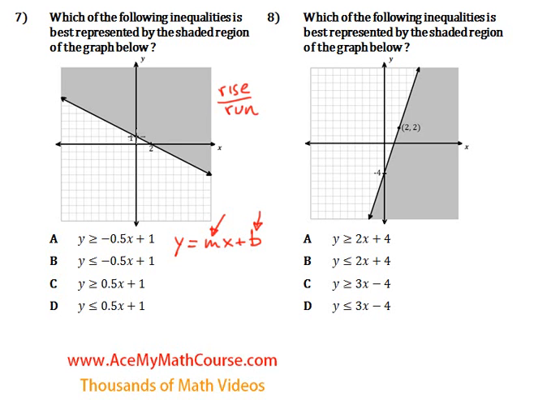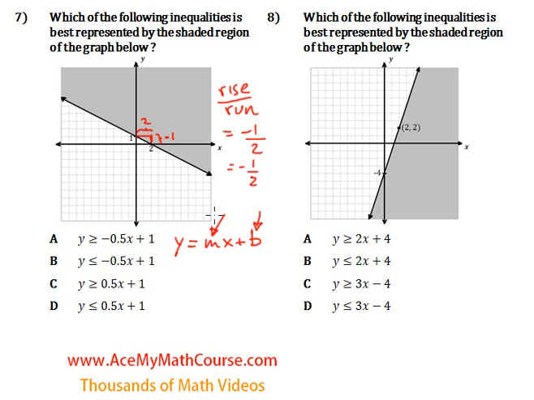In this case, let's take a look here. We have a run of 2. If we're going from this point to the other, we have a run of 2, since it's going from 0 to 2 in terms of x. And what is the rise? Well, we're going down by 1 unit. So the rise is -1, because we go from y equals 1 to y equals 0. So, rise -1, run 2. So the slope is -1/2.